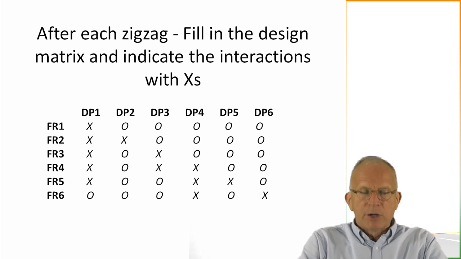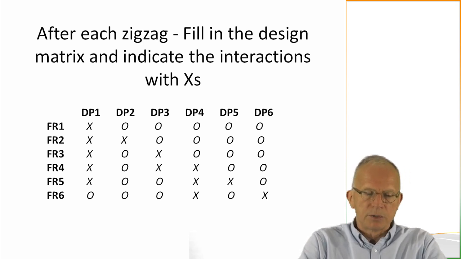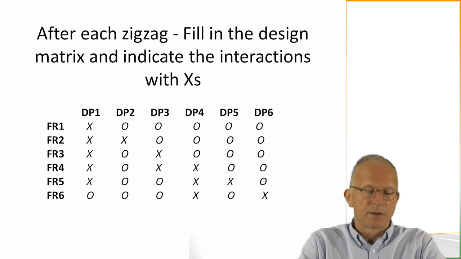So what we do after each zigzag is we develop the FRs and then select DPs that are going to fulfill those FRs. We take a look at the matrix and decide, is this DP going to influence any other FRs besides the one that it's chosen to fulfill? And if it does, then we have to put an X in that column. And so here you can see that DP1 is influencing FRs 2, 3, 4, and 5, but not FR6.